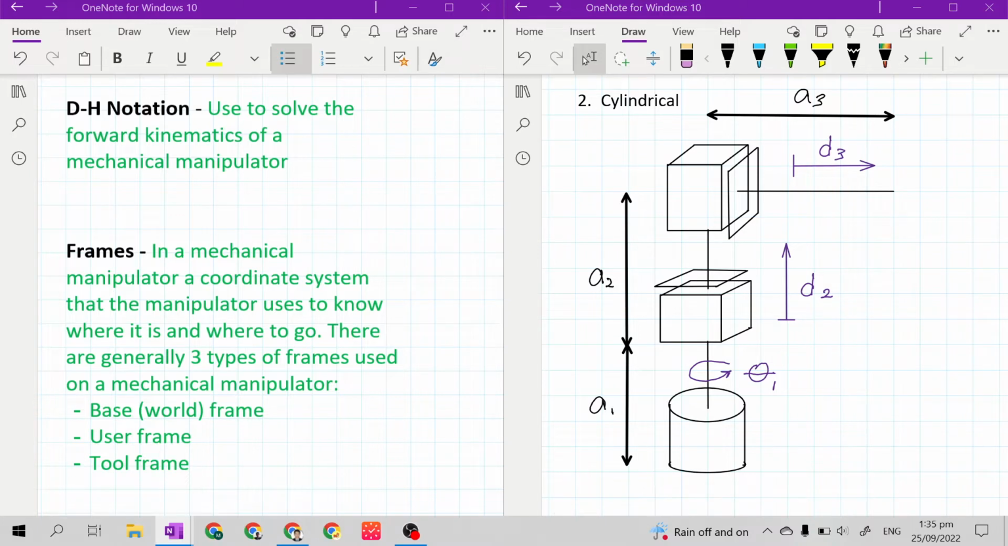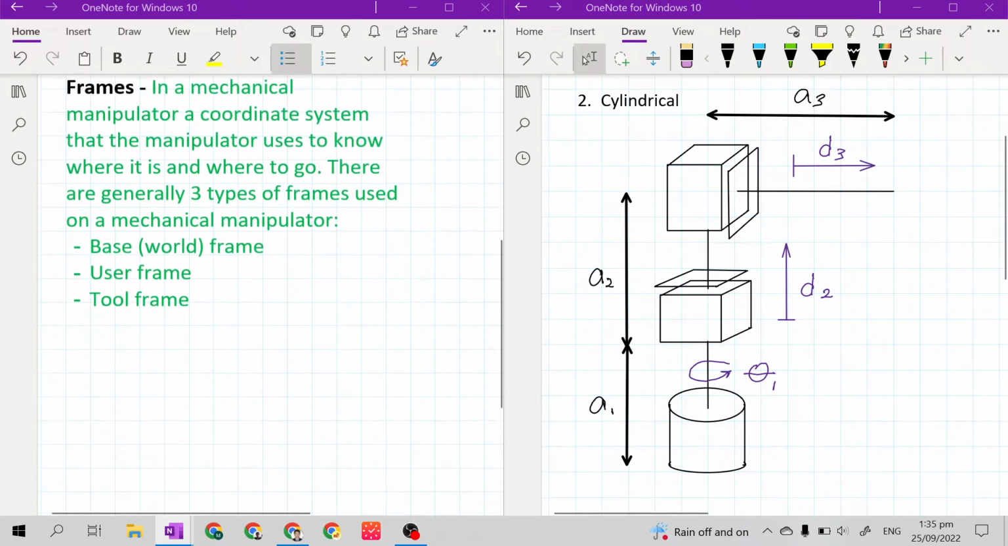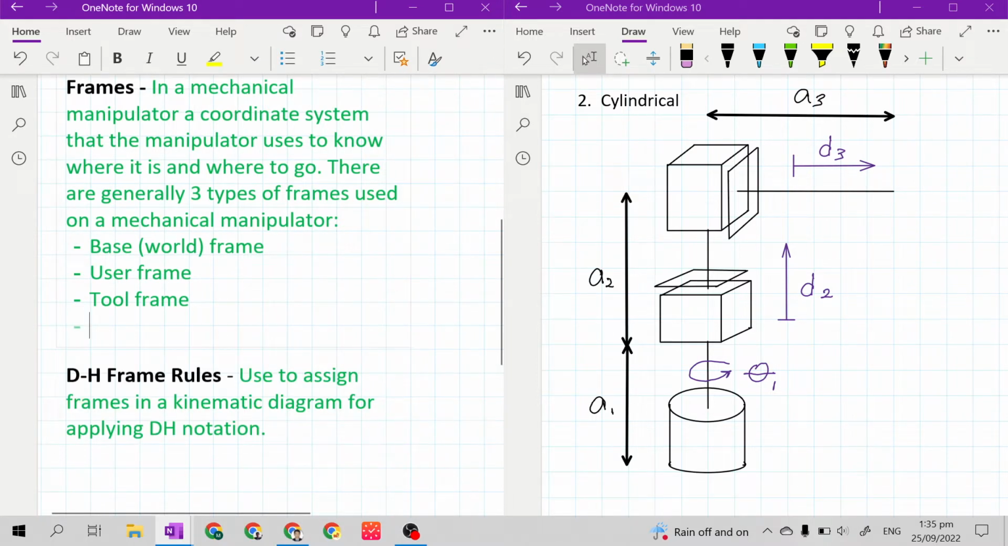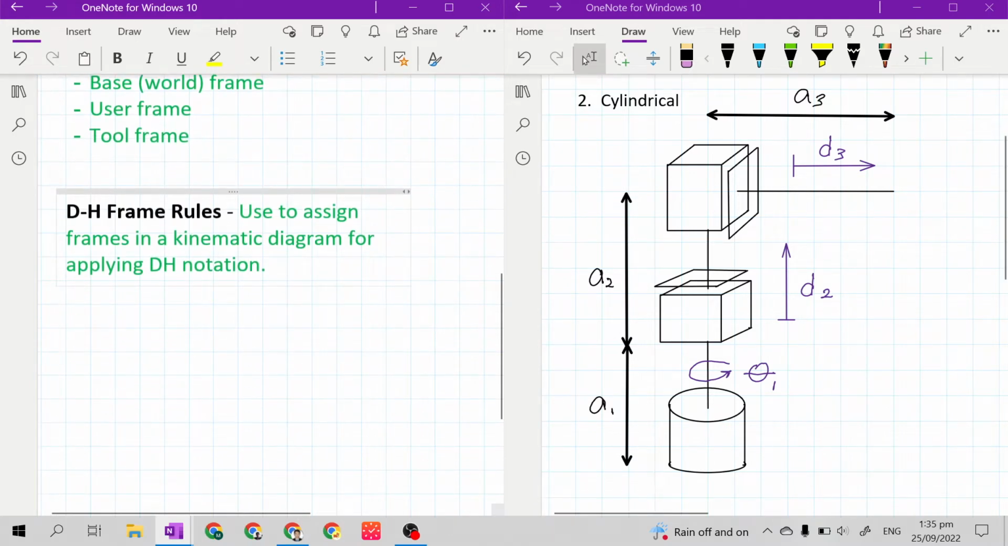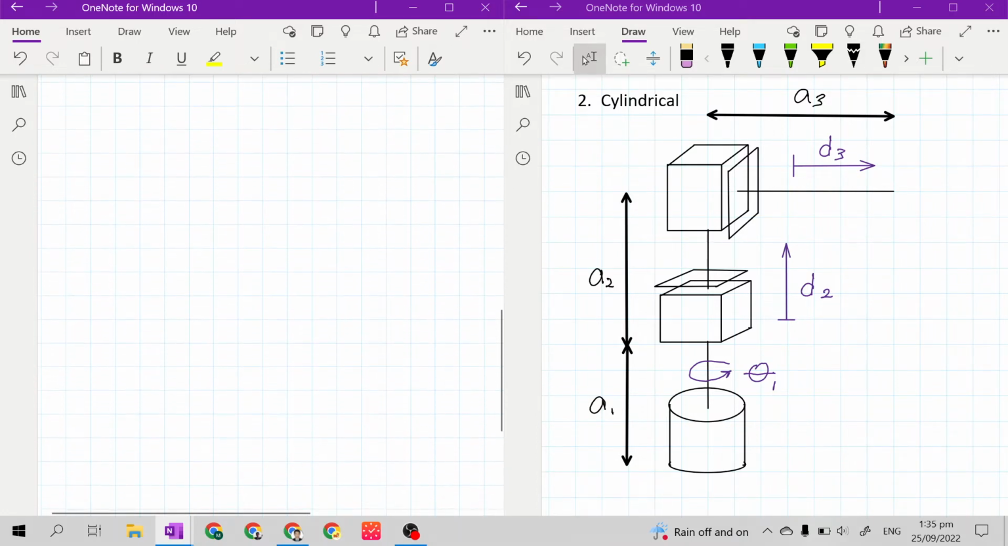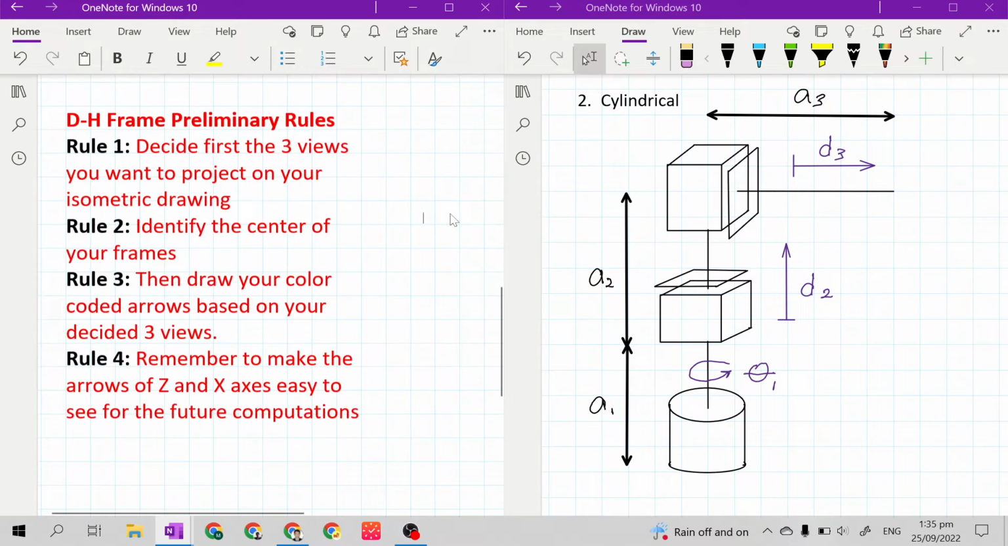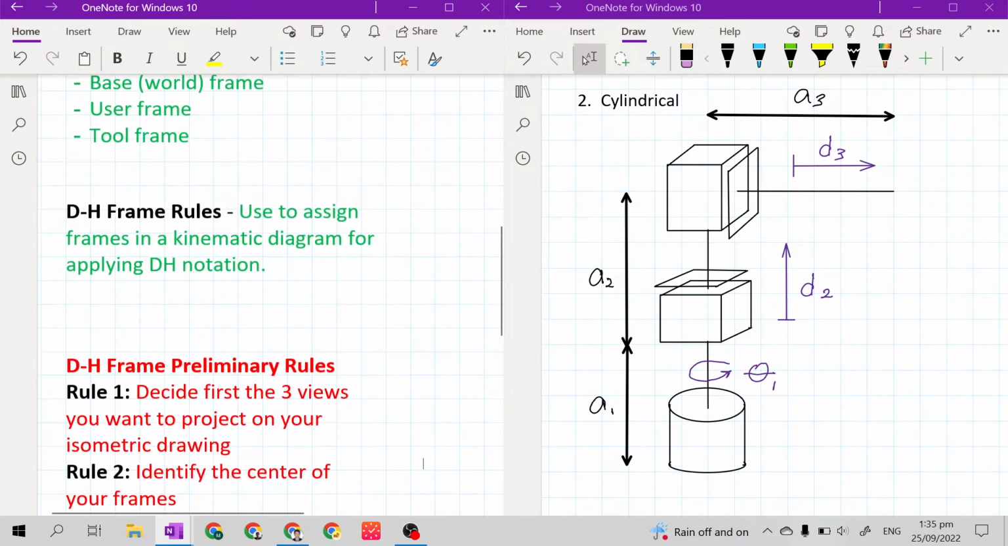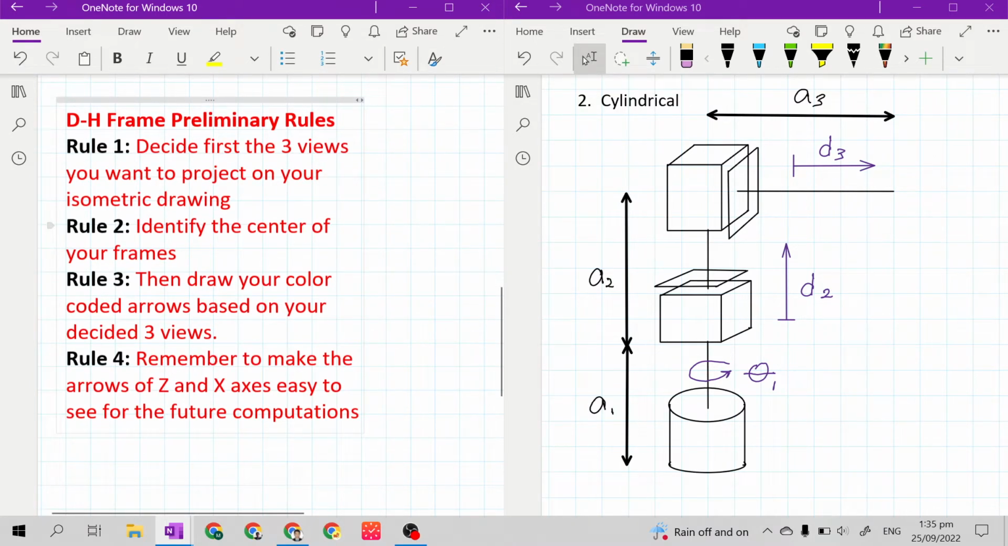Okay, so the first part of the DH notation is the DH frame rules. These are the rules used to assign frames in the kinematic diagram. Before we do the DH notation, before these DH frame rules, we will have what I call DH frame preliminary rules. These are self-created rules to have an easy way of following the DH frame rules. These four self-created rules are created in order to make the drawing of the frames much easier.